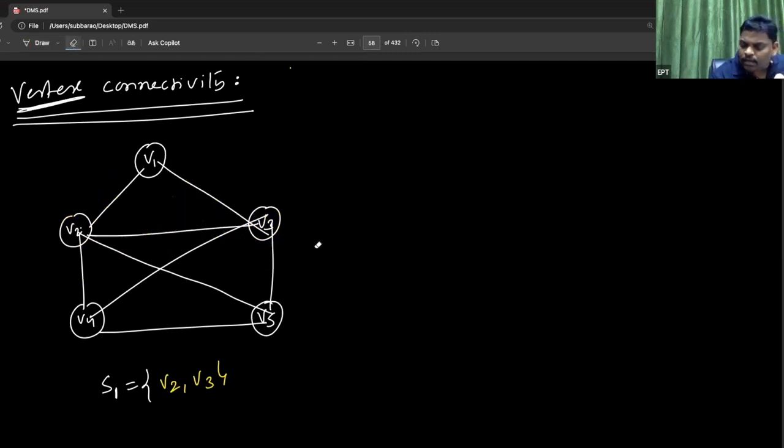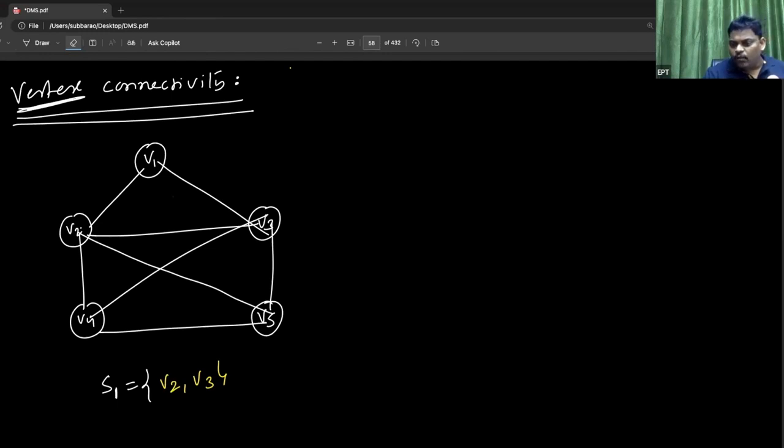If at all an articulation point is there, one vertex is enough. If an articulation point is not there, you have to delete more than one. Is there anything else so that the graph becomes disconnected? Please let me know.